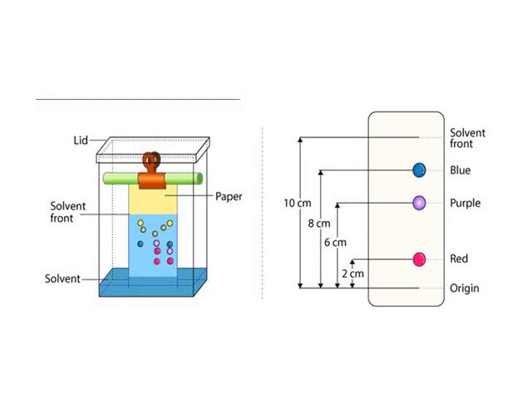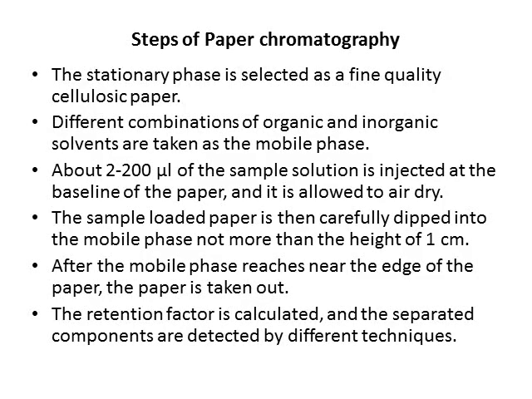The diagram shown here: the solvent is there, the solvent front, and a paper. Based on this, red has travelled 2 centimeters, and purple 6 centimeters.